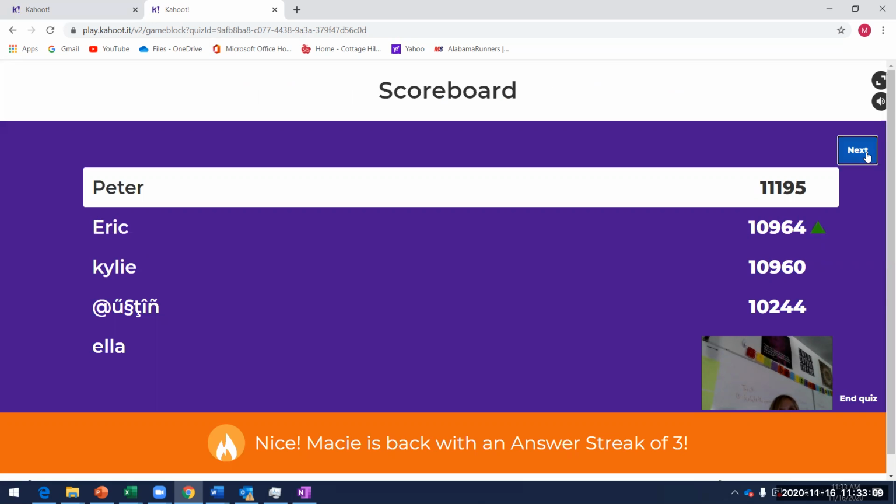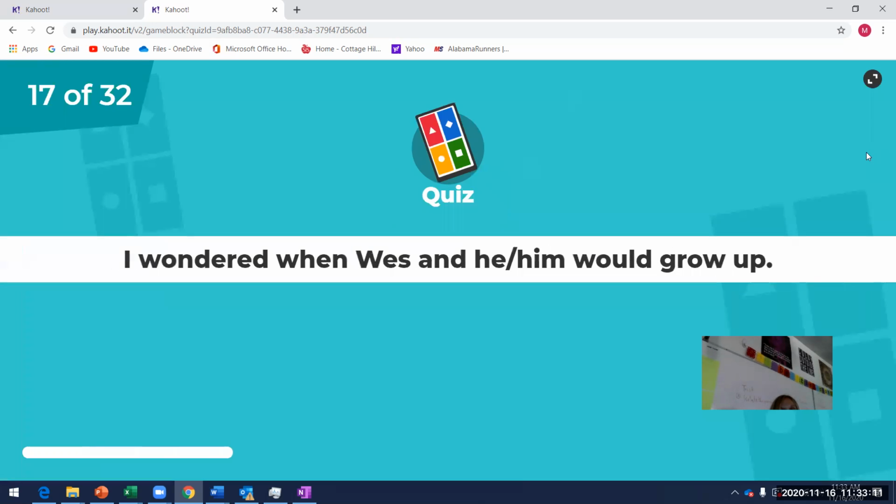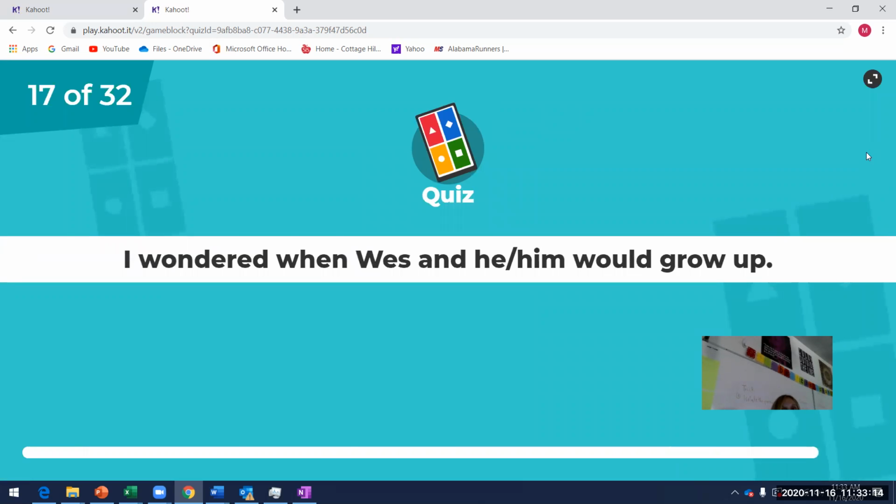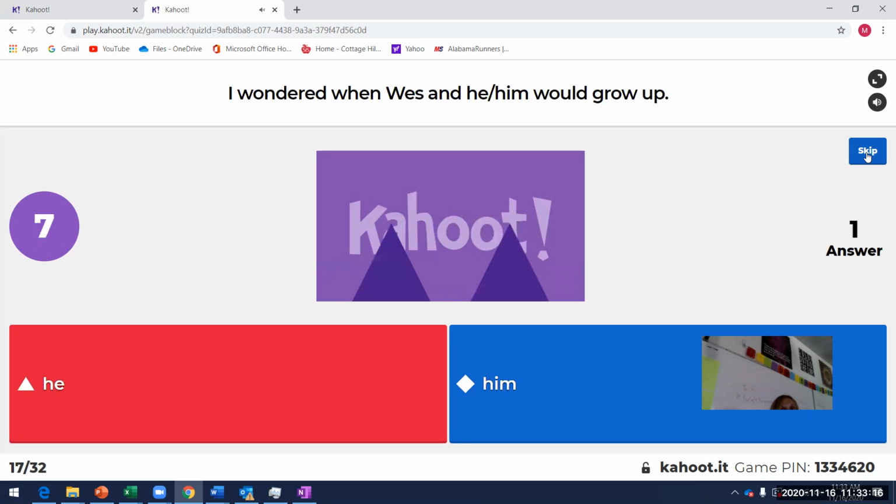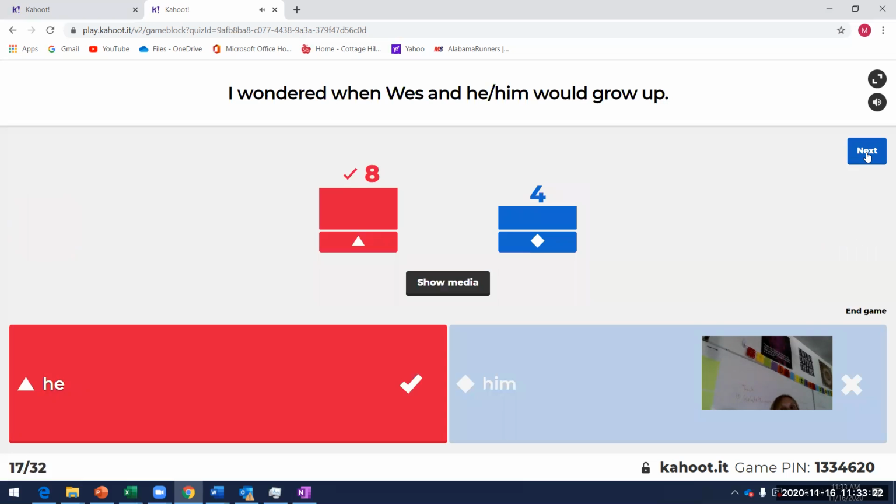All right, Peter's still on top. Austin coming back to 4th. I wondered when Wes and he or Wes and him would grow up. He is red and him is blue. He, good. If you didn't know which one was right, this is actually a dependent clause, so it serves like the subject of a sentence, but if you couldn't figure it out, take out Wes. I wondered when he would grow up, not I wondered when him would grow up.